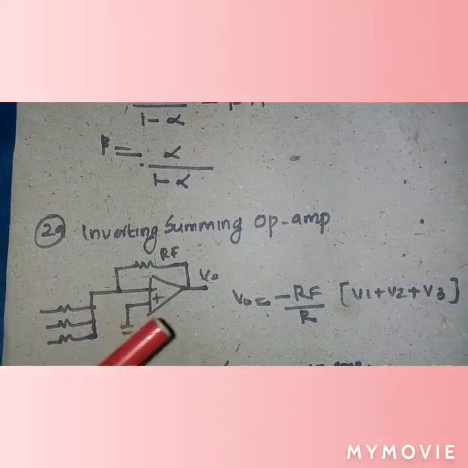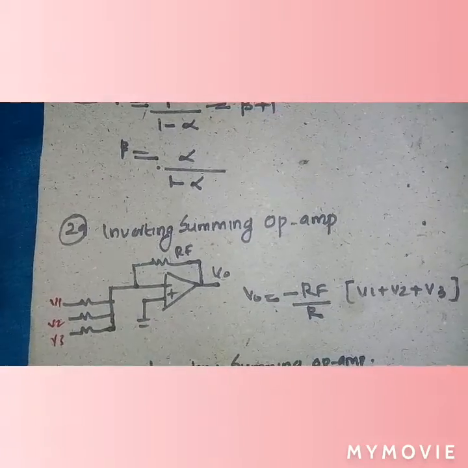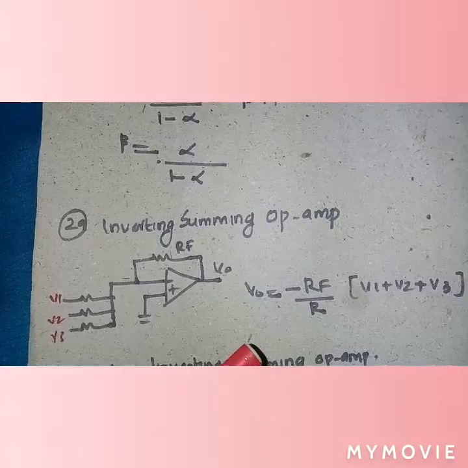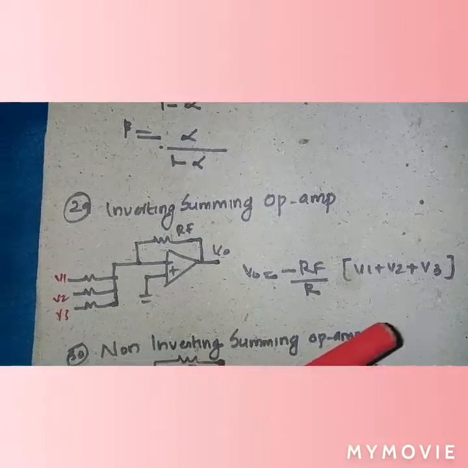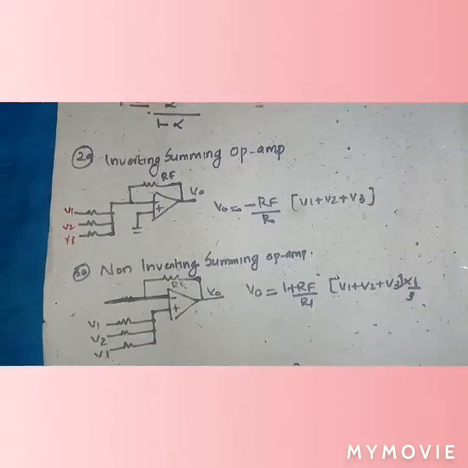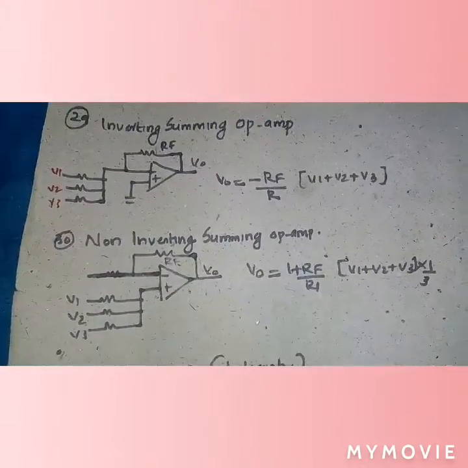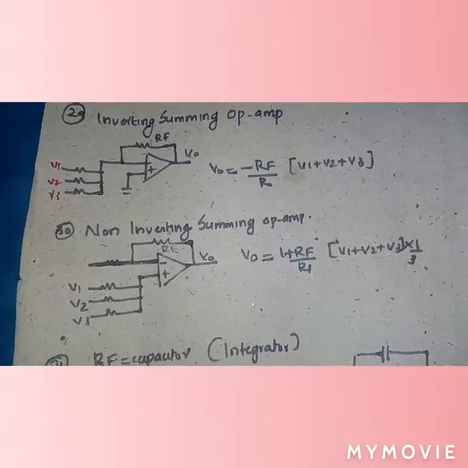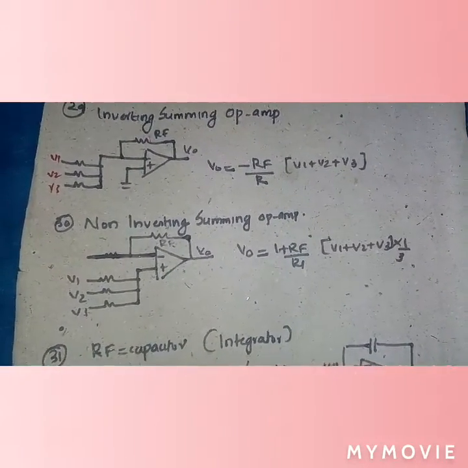For an inverting summing op amp, VO is equal to minus RF by R into V1 plus V2 plus V3. This is the inverting summing op amp. For a non-inverting summing op amp, VO is equal to 1 plus RF by R1 into V1 plus V2 plus V3 into 1 by 3.